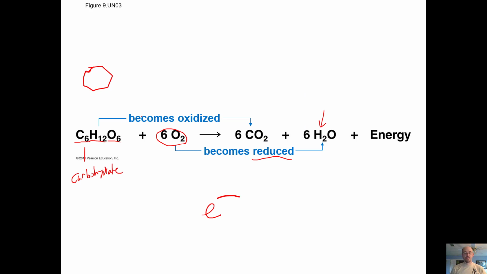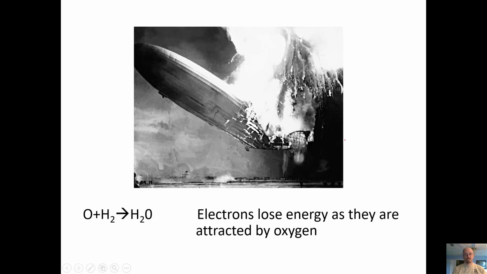And glucose becomes oxidized to CO2. All 6 of these carbons form individual carbon dioxides now. So glucose is oxidized to carbon dioxide, and oxygen is reduced to water in this reaction, and energy is released. So this is an exergonic reaction we're talking about.